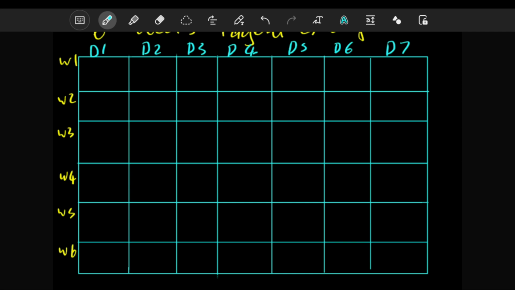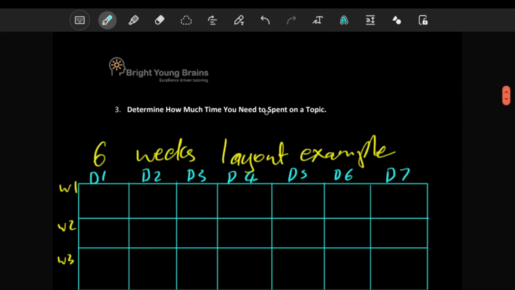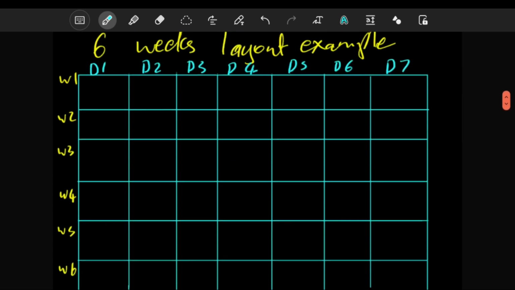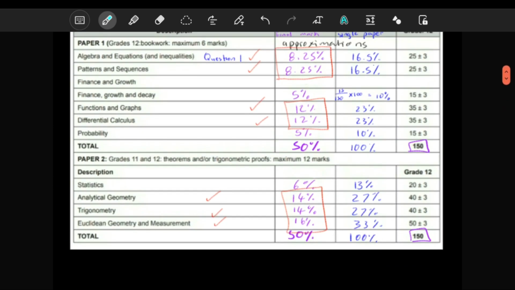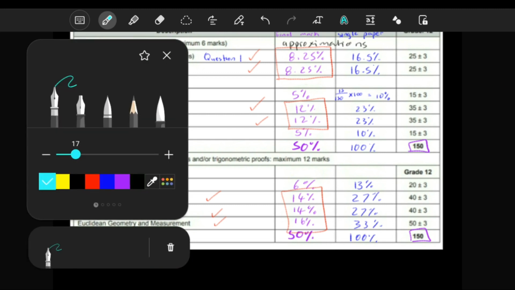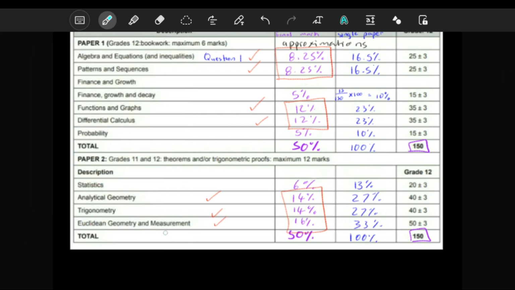So what I mean here is, if you're going to determine how much time you need to spend on a topic, you need to know exactly how much each topic contributes to your final mark. So we said here we have, let's see how many topics here: 1, 2, 3, 4, 5, 6, 7, 8, 9, 10, 11. Well, yeah, we'll look at it as 11 things.